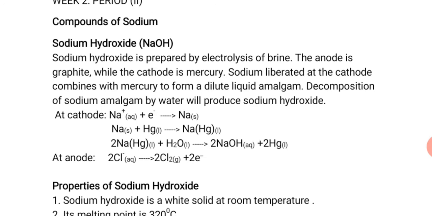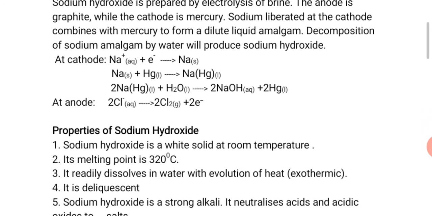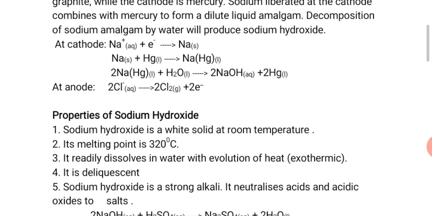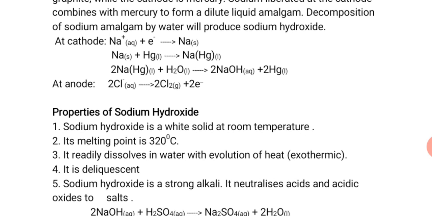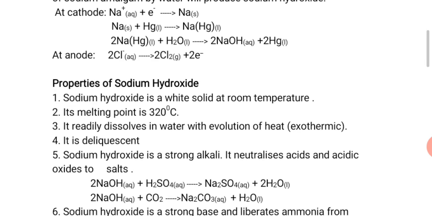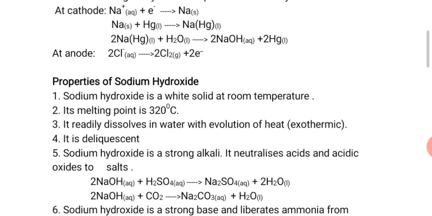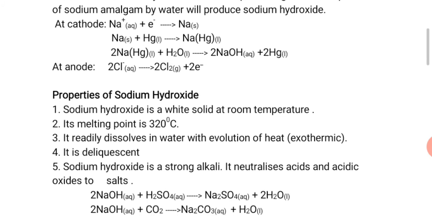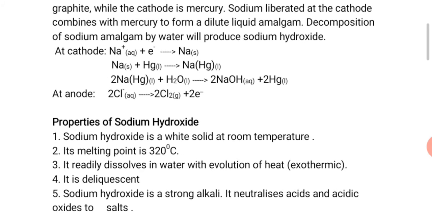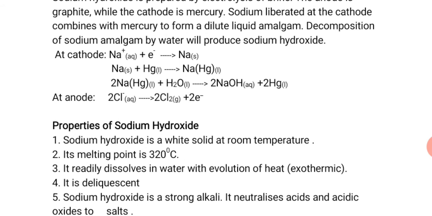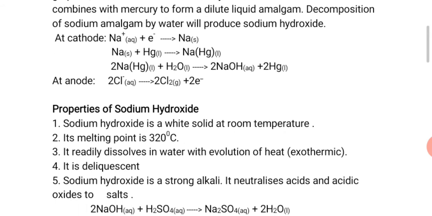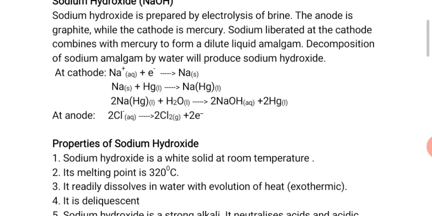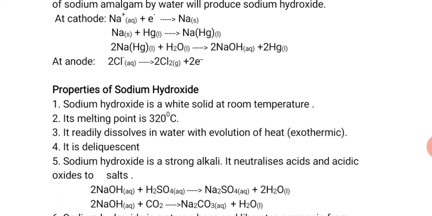At anode, chloride ion is discharged to give chlorine gas, meaning that chlorine gas is produced at the anode. The main product of this electrolytic reaction is sodium hydroxide, while the byproduct is chlorine.